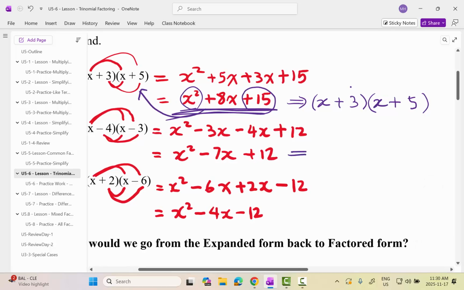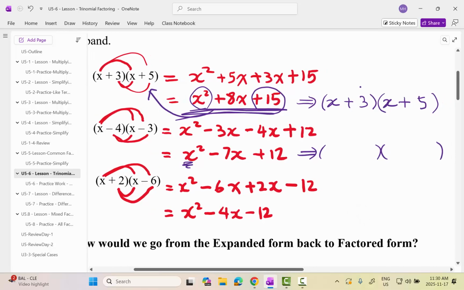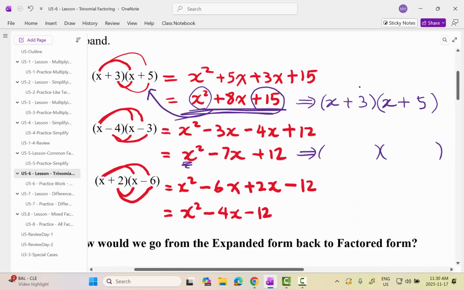Let's try the next one. So again, I'm trying to make two brackets. And if I want to make two brackets, I need to have what times what? Again, what's right at the front? You have an x squared. So where did that x squared come from? By multiplying the two x's here. So that means if I'm going back to my two brackets, I do need x times what? x.